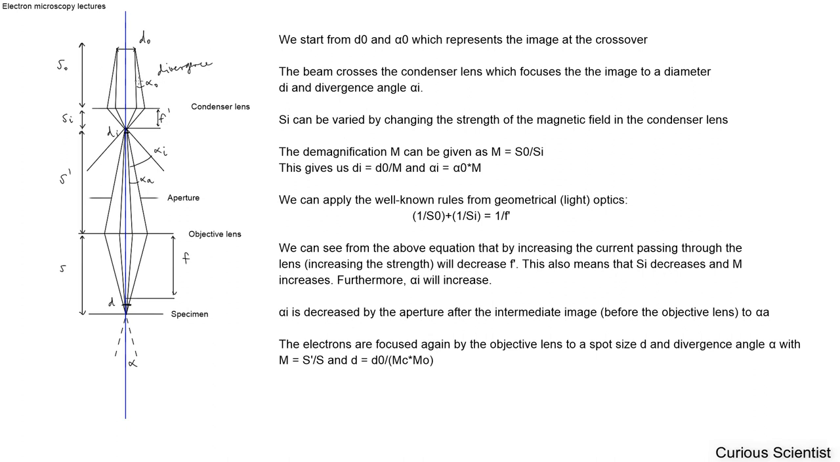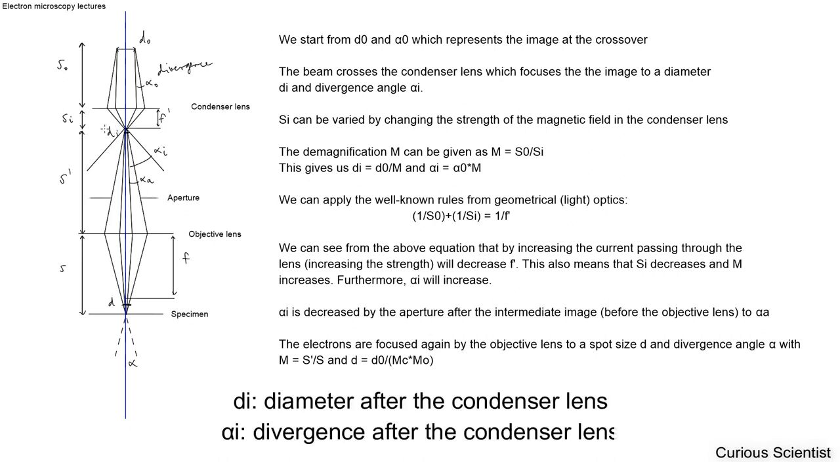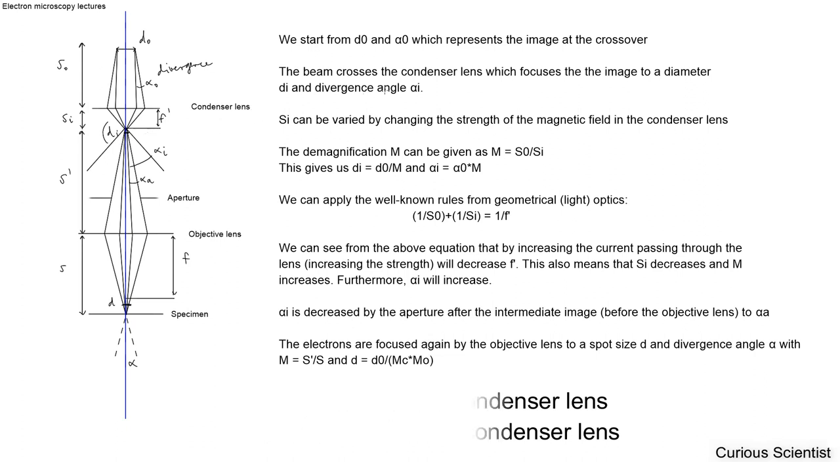So you can see that it diverges here. And then this flat line here is the condenser lens. So the beam crosses the condenser lens, which focuses the image to a diameter di, which can be found here, and divergence angle alpha I. So basically you can see it here.